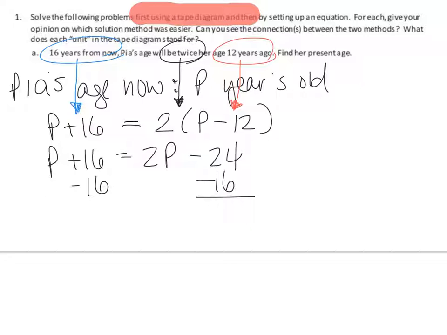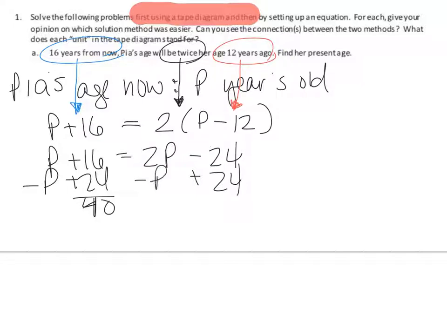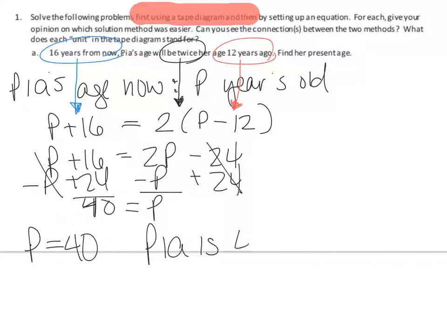Subtract 16, I get negative 40. Oh, I don't know why I subtracted 16. That's backwards. So let's not do that because I don't like making things negative. I'm going to add 24 now. 40 and subtract P. So P equals 40, which means Pia is 40 years old.